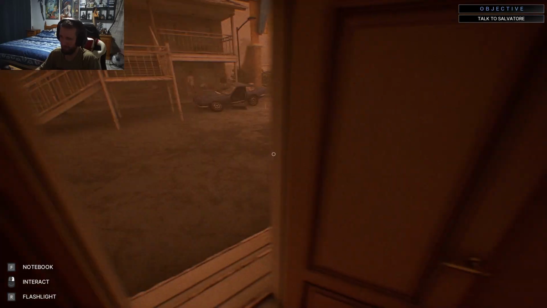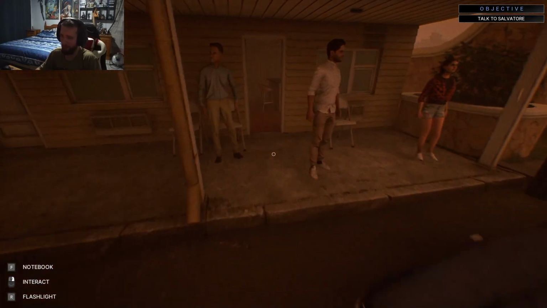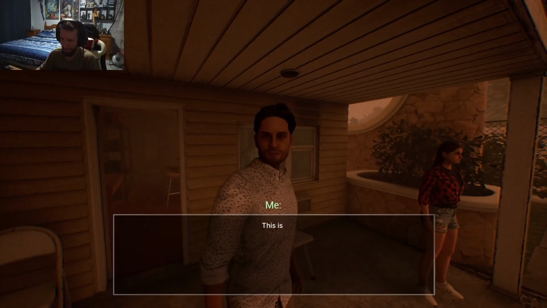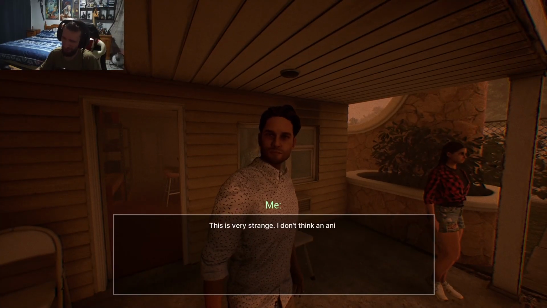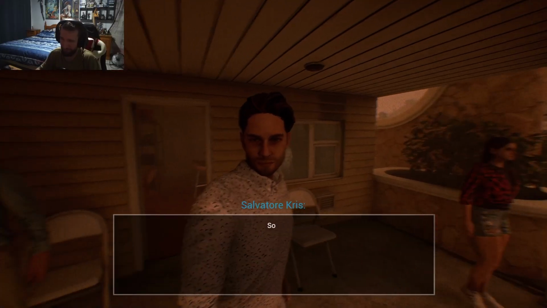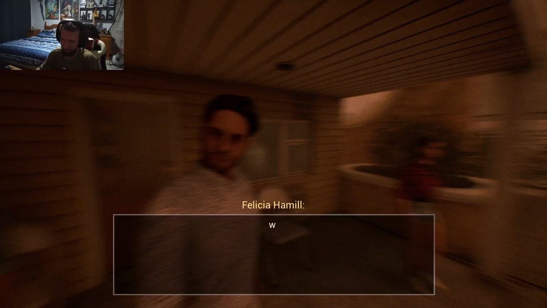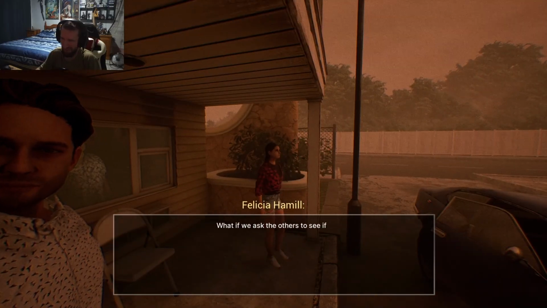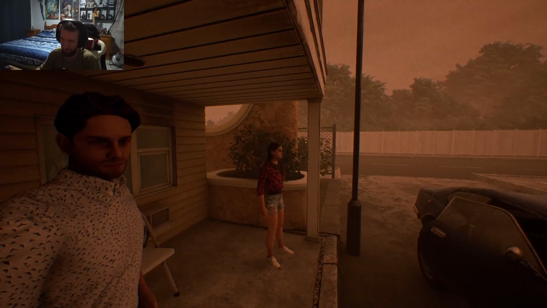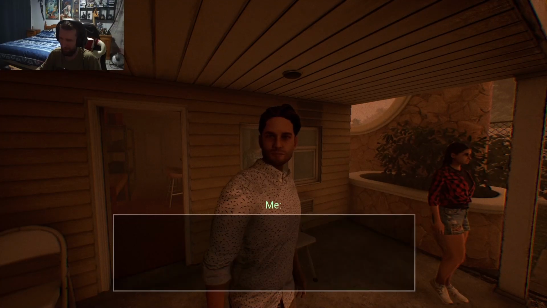Well, where's Salvatore going? Oh, he's riding the car. I didn't even see him get over here. This is very strange. I don't think an animal or person could have done something like this. So what happened? I have no idea. What if we ask the others to see if anyone saw something? Exactly. Someone must have seen that thing.